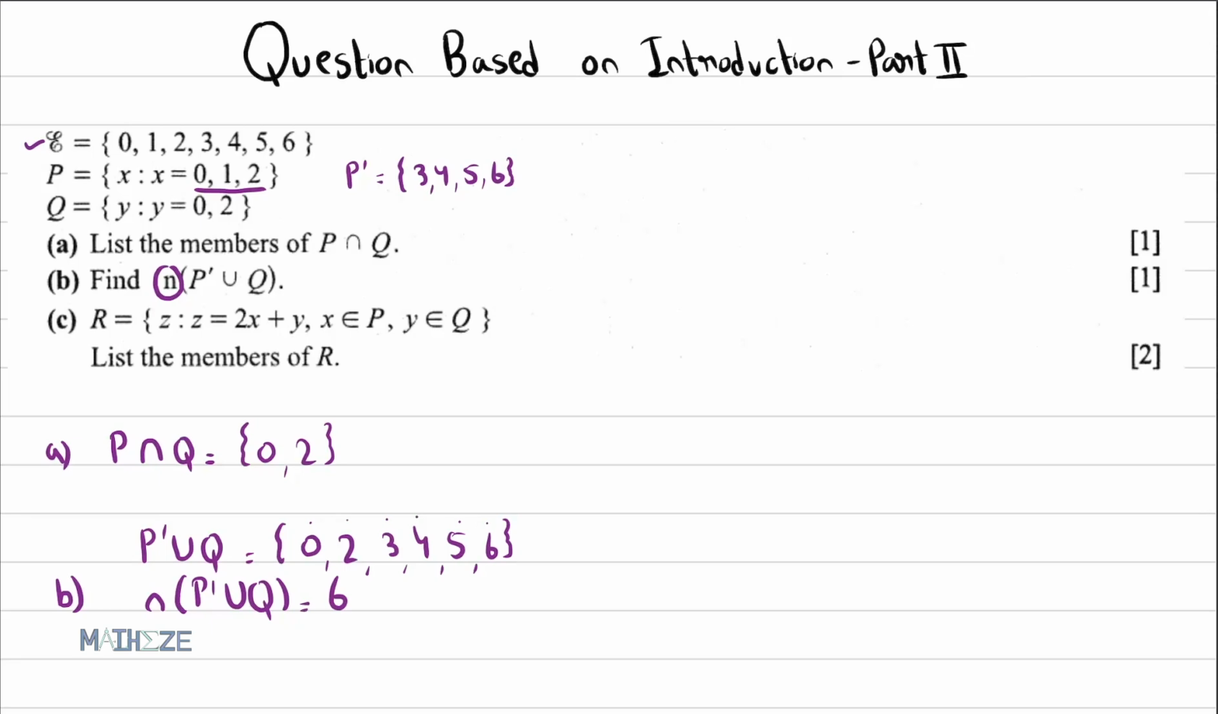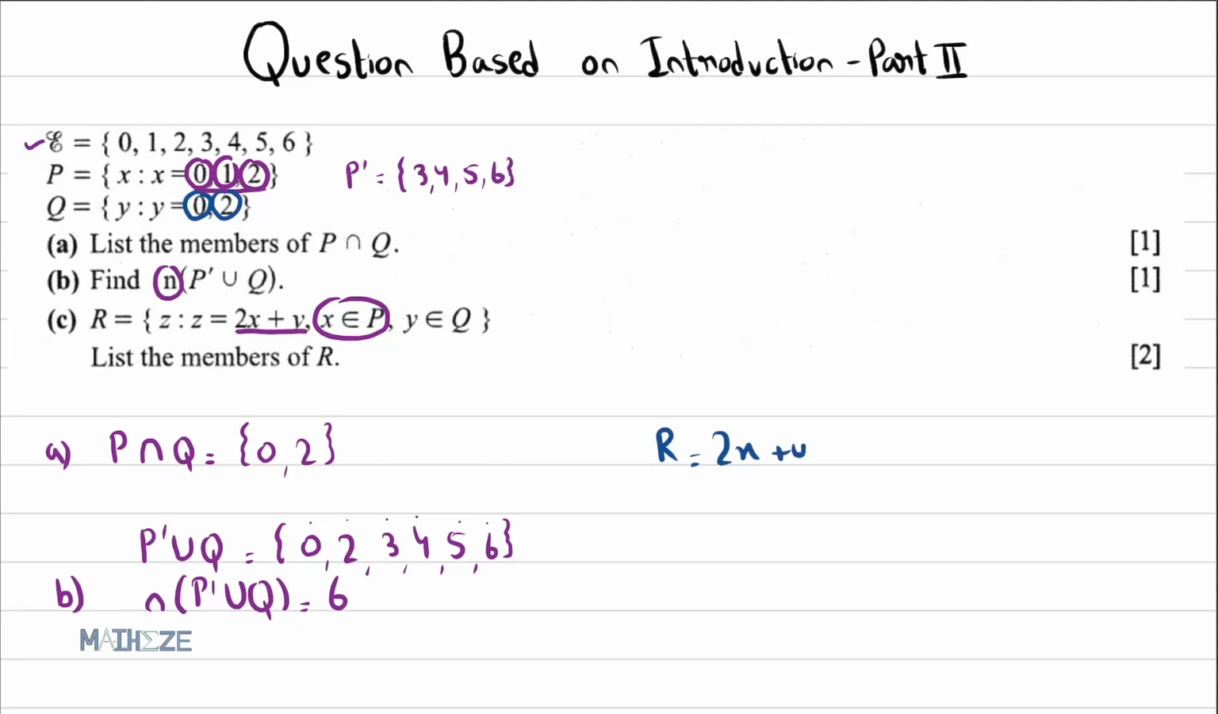Now comes part C. Part C says set R is 2x plus y. And what's x? X is the element of P. And what's y? Y is the element of Q. That means what can x be? Either 0, 1 or 2. And y can be, guys, only 0 and 2. Let's plug in. So my set R is what?